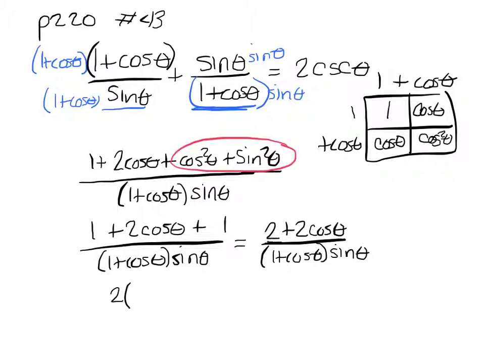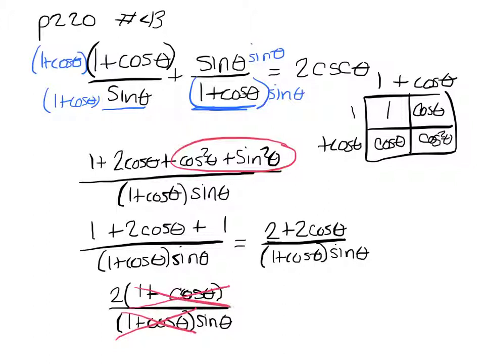And what do I have left? When I take a 2 away from this 2 right here, what do I get? 1. So you still need a 1 there. Plus, when I take a 2 away from here, I'm just left with cosine, right? And then on bottom, I have 1 plus cosine times sine. This is the awesome part. This is my favorite part of doing one of these, when good things happen. Those two divide to cancel, or they make 1. 1 plus cosine theta and 1 plus cosine theta all cancel. So now I have a 2 on top and a sine on bottom.